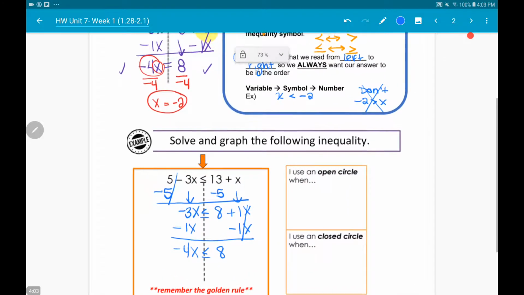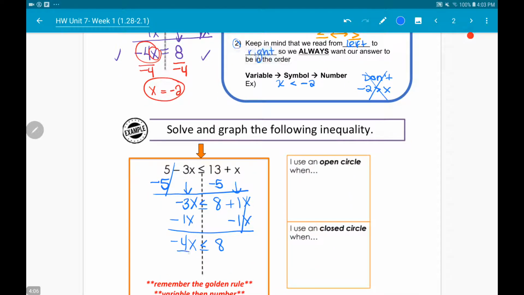All right, now my last step was to divide by -4. Now hold on. Ding, ding, ding. Our golden rule says when I multiply or divide by a negative number, which I'm doing here, I'm dividing by a negative, my inequality symbol is going to change. So my answer is still going to be -2. But what's going to be different is that this was a less than or equal to, and now it's going to be greater than or equal to. That is the only difference between solving inequalities in comparison to solving equations.